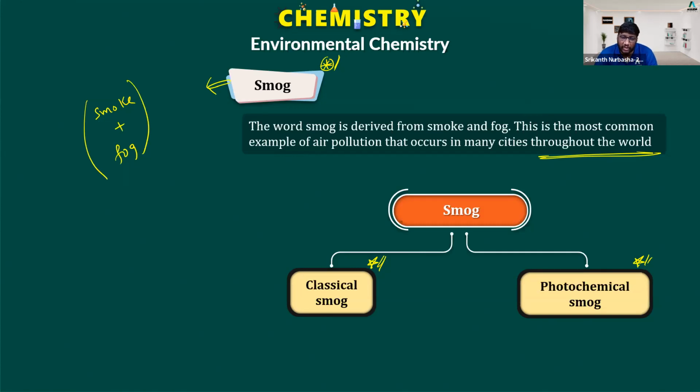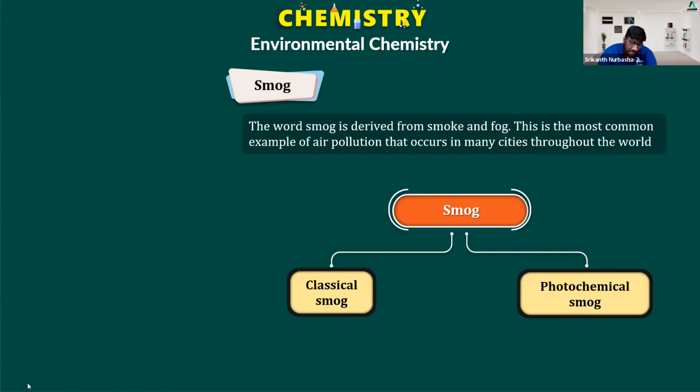What is classical smog? Classical smog is a mixture of smoke and fog. Among classical smog and photochemical smog, which one is called reducing smog? Classical smog is said to be reducing smog because it has oxides of sulfur, that is sulfur dioxide, which can undergo further oxidation. Something which is undergoing further oxidation is said to be a reducing mixture. Yes or no? And photochemical smog is called oxidizing smog.